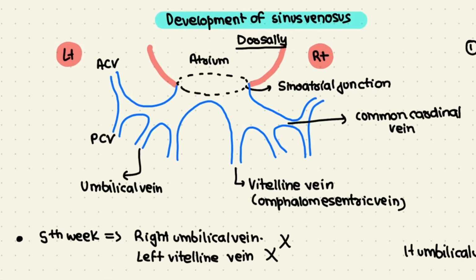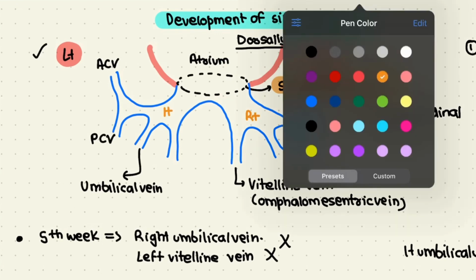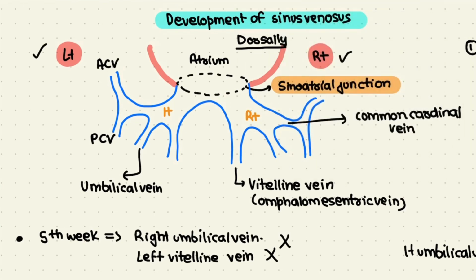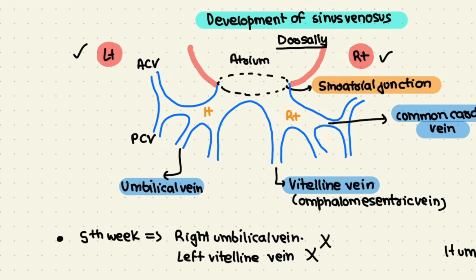Viewing this dorsally, here is the right hand side and there is the left hand side. This is the atrium and this is the sinoatrial junction between the atrium and the sinus horns. So this is the right sinus horn and this is the left sinus horn. One sinus horn is made up of three draining veins: the umbilical veins, the vitelline veins, and the common cardinal veins. The common cardinal vein is further receiving drainage from the anterior cardinal vein and the posterior cardinal vein.